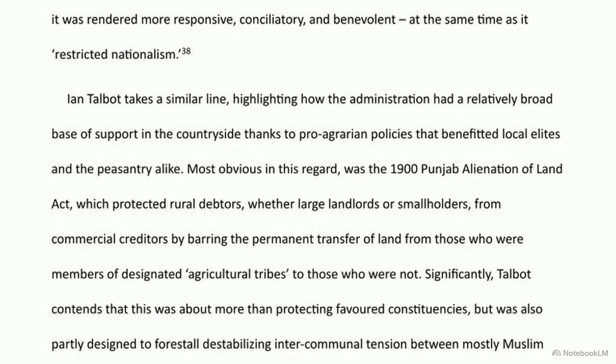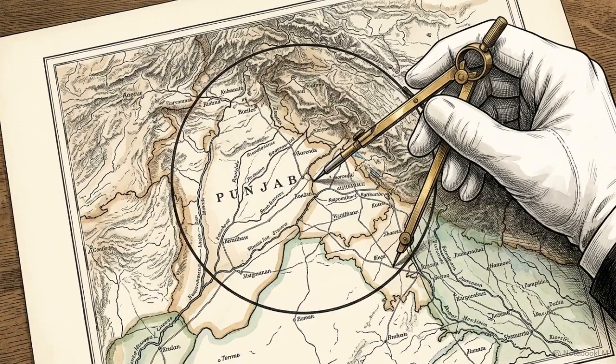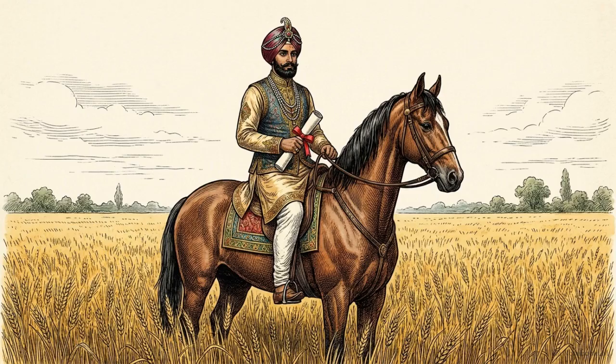By 1900, severe peasant debt prompted the Punjab Alienation of Land Act, barring land transfers to commercial creditors. However, it achieved this by designating specific agricultural tribes, creating a closed system that permanently locked outsiders out of rural land ownership. The government used the canal colonies as a targeted investment to build and enrich a loyal rural elite that would prop up British rule.